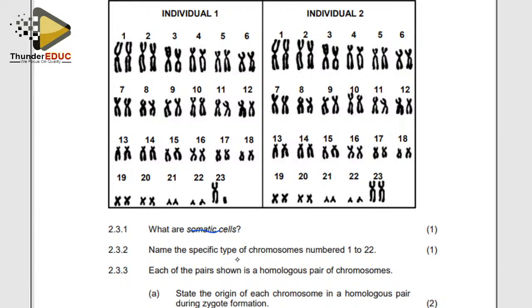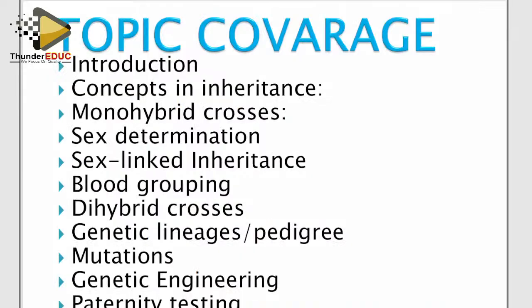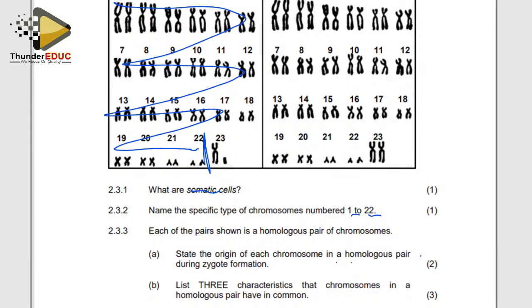Name the specific type of chromosomes numbered 1 to 22. We call them autosomes. Each pair shown is a homologous pair of chromosomes. State the origin of the chromosomes in the homologous pair in the zygote. Obviously, one will come from the mother and one from the father. What are stem cells? We'll talk about them, because that is genetics, our next topic. We're just finalizing with meiosis. One chromosome comes from the father, and one from the mother.